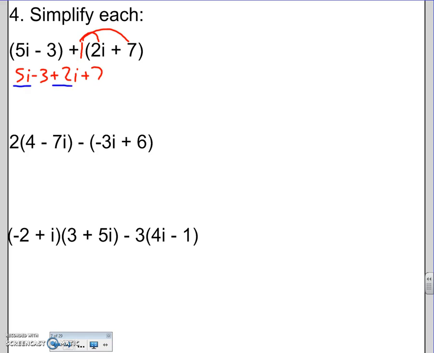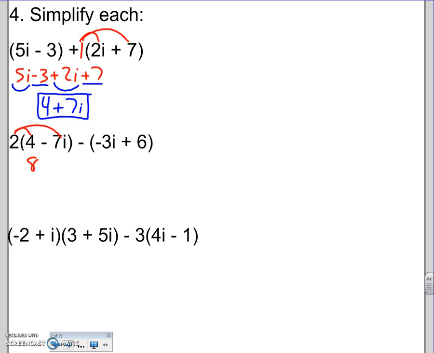Combine terms carefully. 5i plus, the real part first, so let me not do that yet. So I want to do -3 plus 7. -3 plus 7 is +4. Then I do the i part, 5 plus 2. 5 plus 2 is 7 with the i. There's my answer there.